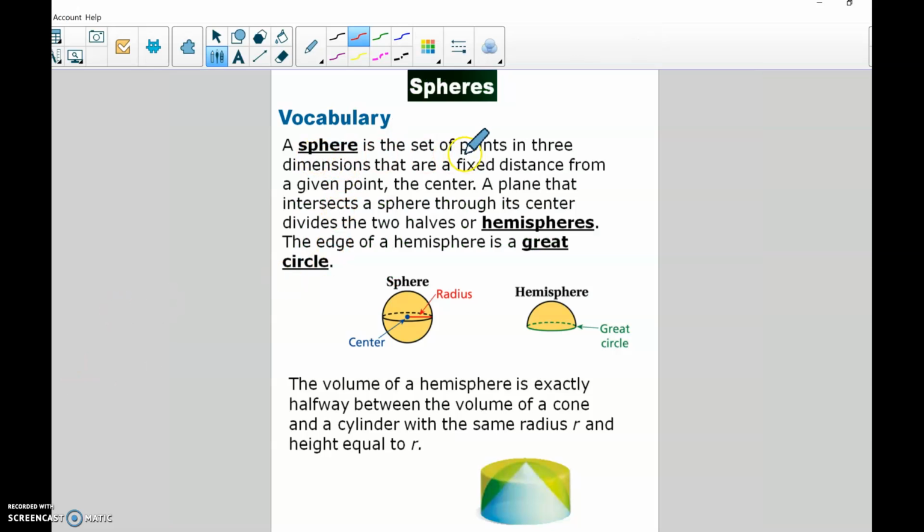So you don't need to write this part down, but a sphere is a set of points in 3 dimensions that are a fixed distance from the center. And they would be the distance of the radius, you know, going out in all directions. Okay? A plane that intersects a sphere through its center divides it into hemispheres. If you think of the globe, you will not be tested on this vocab.